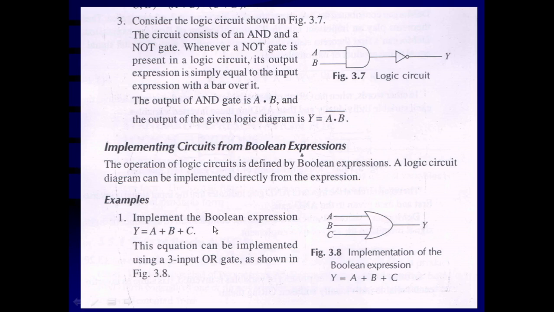First example, implement the Boolean expression y is equal to a or b or c. That means output y is a function of three variables a, b, c. So three input OR gate is required, and that means this OR gate should have the three inputs a, b, c. This way, from this Boolean expression, we can prepare a logic circuit using OR gate.